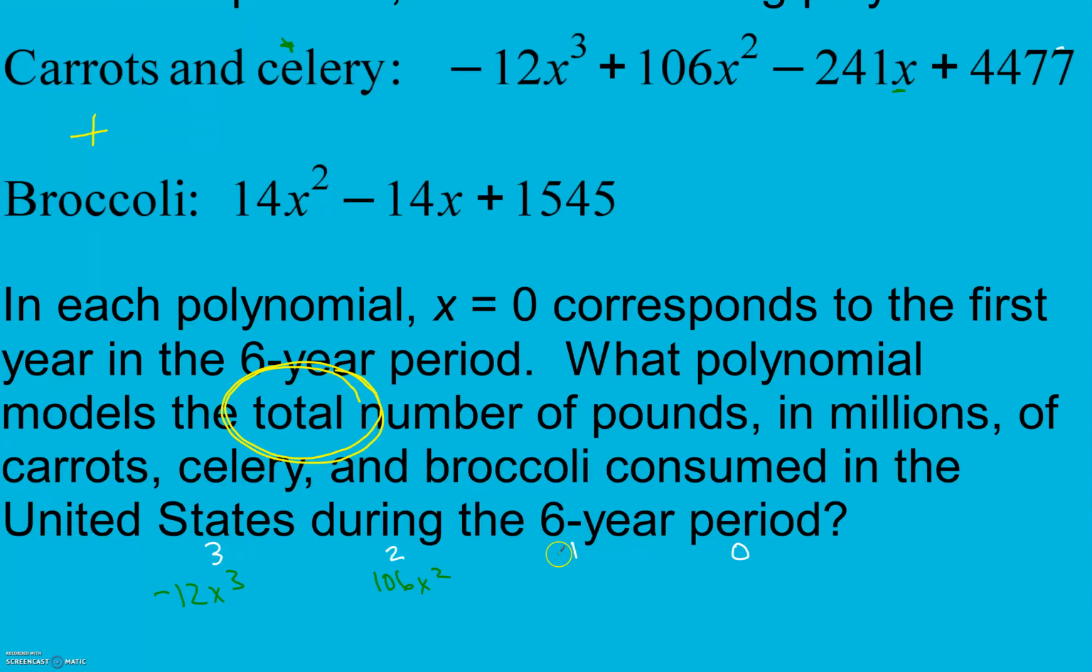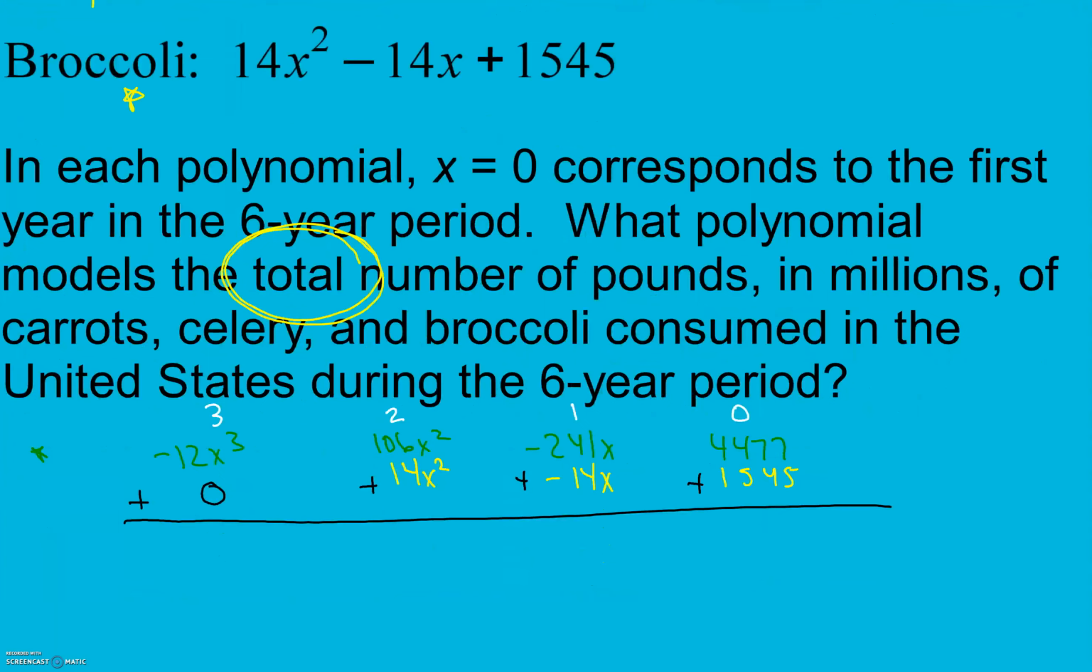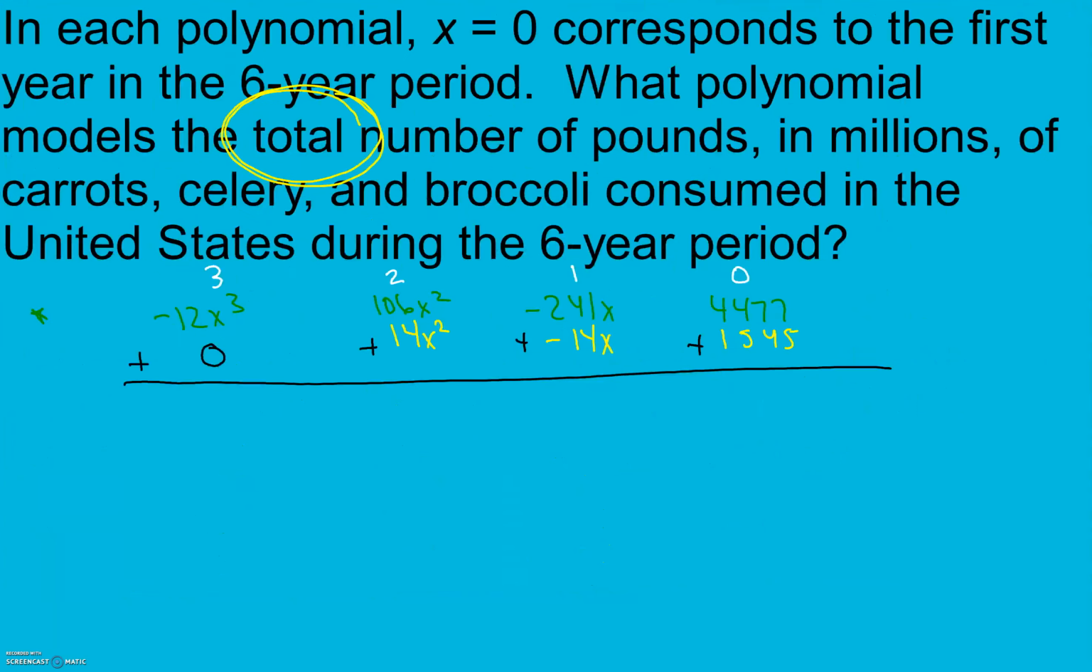Broccoli, I have 14x squared, so I put that in my squared column in my degree 2. I have minus 14x, and I have 1,545. Now, because we're finding the total, I'm going to add up each of my columns. And if we don't have something there, guys, we can go ahead and plug in a 0. You don't have to if you don't want to, but for some of you, it's going to be helpful to be able to see that. So if you want to, go ahead and put in that 0.